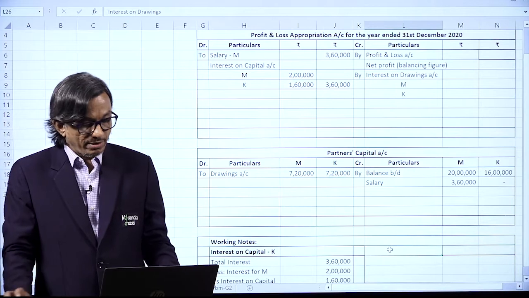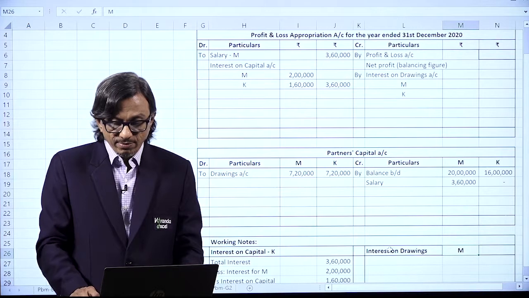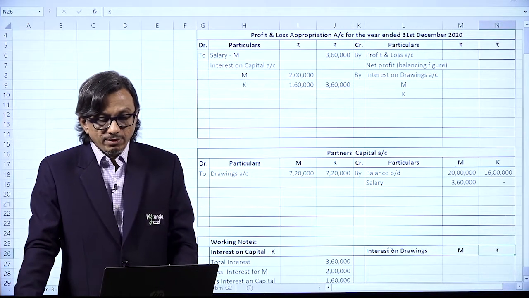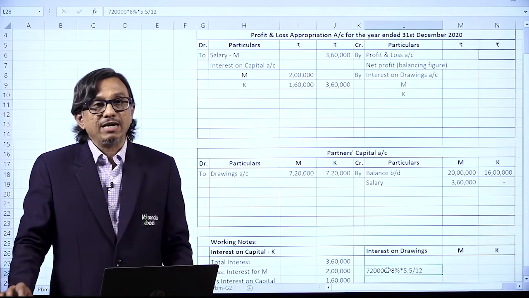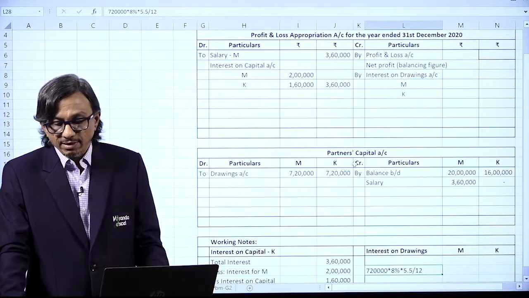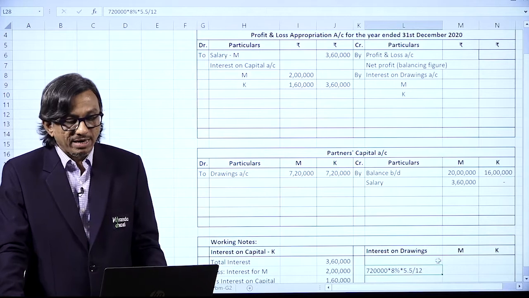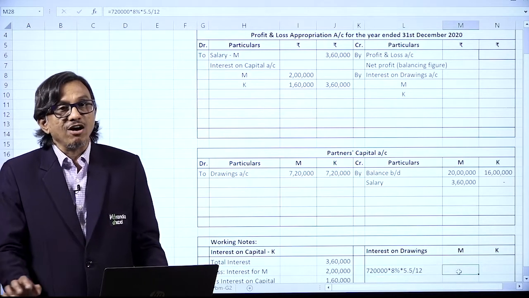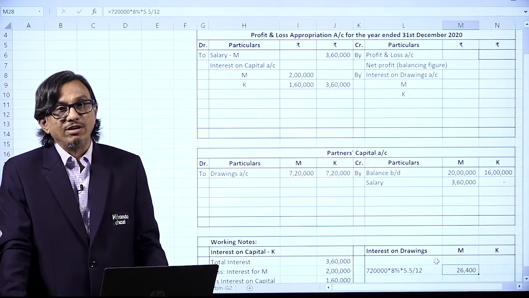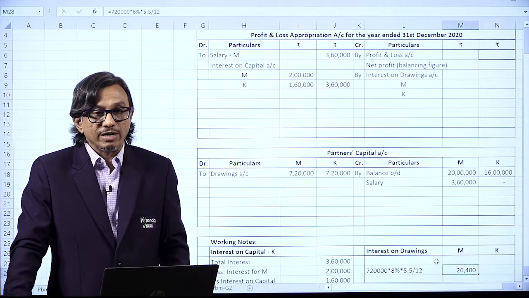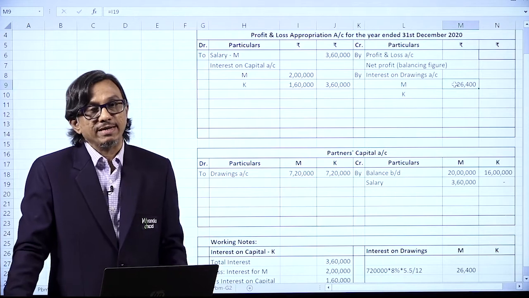So, let us do that. Interest on drawing. How much for M? How much for K? So, M has withdrawn 7,20,000 in total, at 8% per annum. Since he draws at the end of every month, you have to calculate interest for 5.5 months. Therefore, interest on drawing for M will be 26,400. That we have to put here, 26,400.